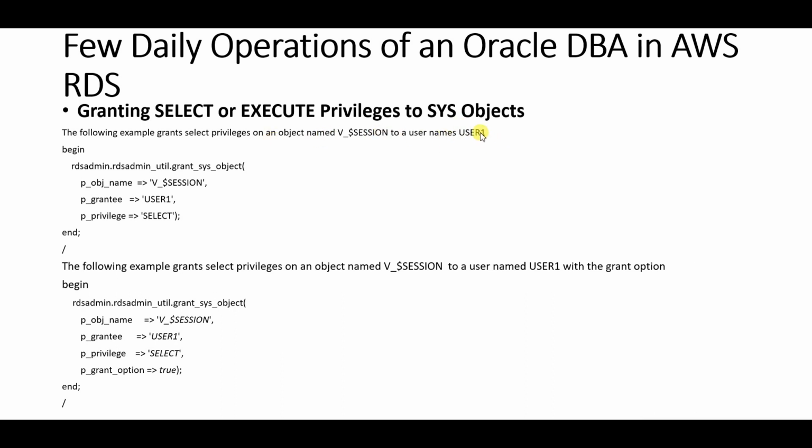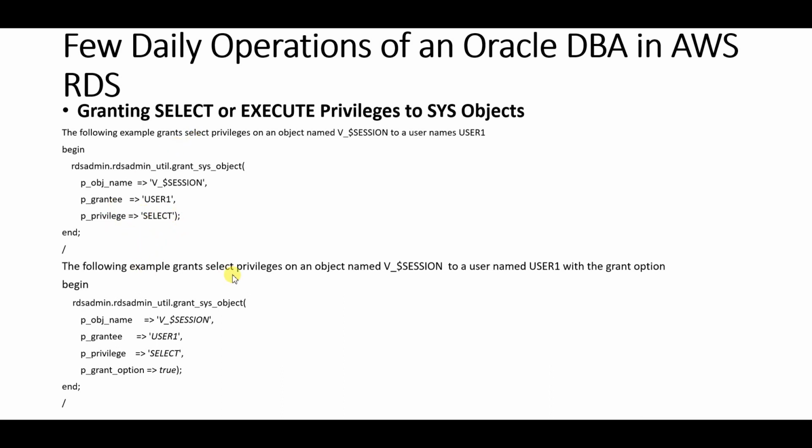So for this you need to create a user. The user command is same as you give in your on-premise databases. Create user, username identified by password. After which you need to give the object name in here, v_$session, and the grantee is user1. The privilege, since this is select privilege you are providing, you need to provide in here.